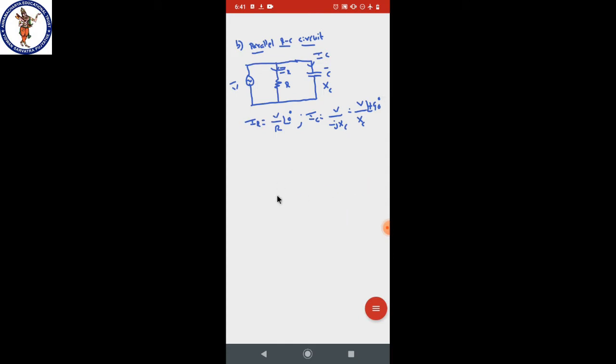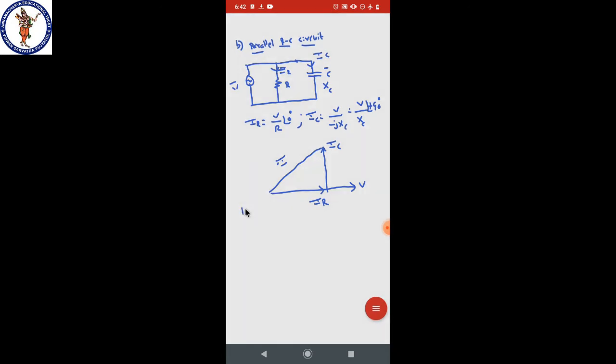Now I will draw the phasor diagram. Voltage is the reference for the phasor diagram. This is the voltage reference V. Current IR will flow in the same direction. IC will be at 90 degrees. This is IC, and this is the total current, capital I.